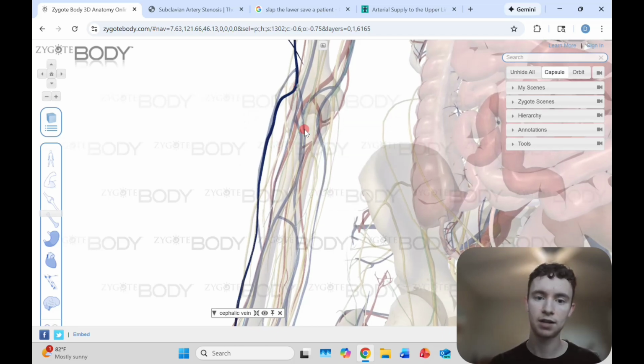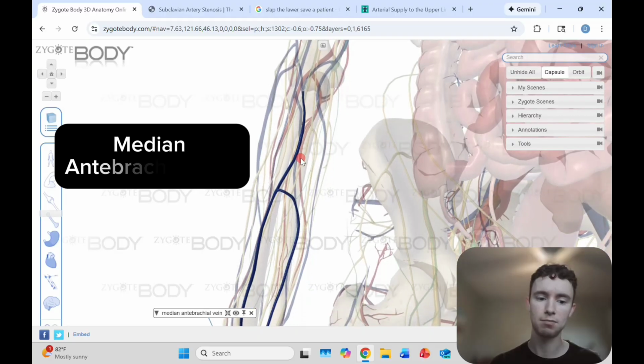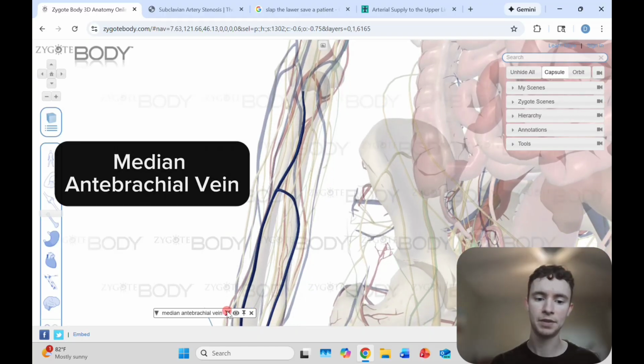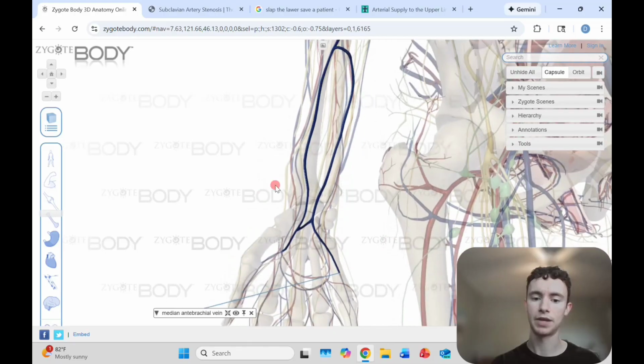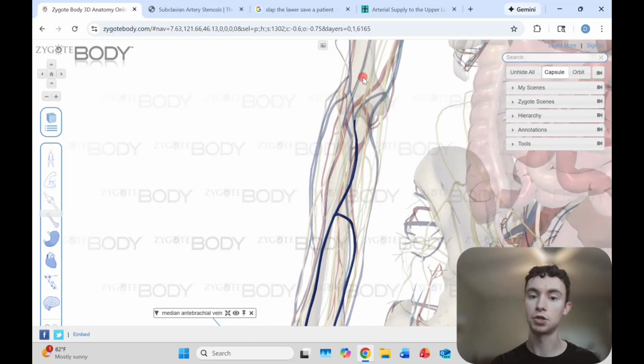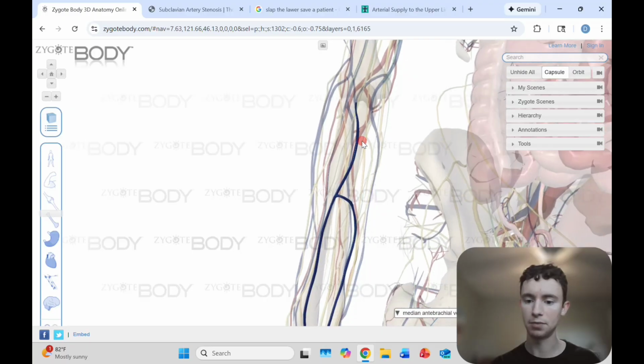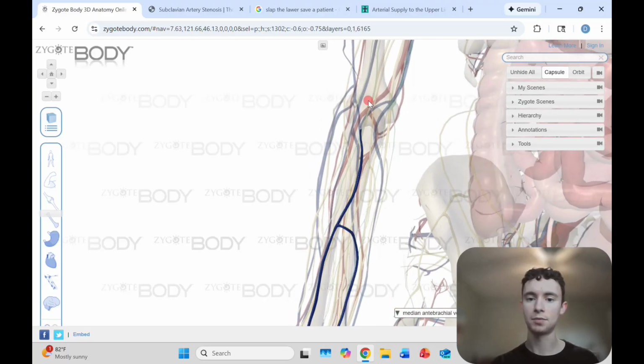And then the last major vein that I wanted to talk about here and highlight is one branch off of the cephalic vein, this one, the median antebrachial vein. Focusing on this one, you can see how it runs down from the hand all the way up here to eventually drain into the cephalic vein. An important thing to note about the median antebrachial vein, approximately right here, is that it travels through the cubital fossa.